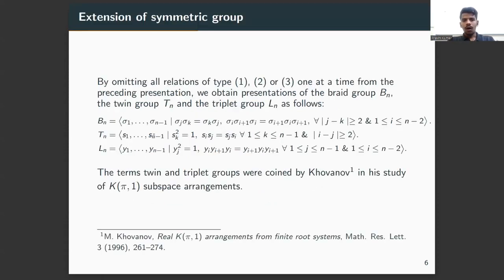Now, by omitting all relations of type 1, 2, or 3, one at a time, from the preceding presentation, we obtain the presentations of braid groups, twin groups, and triplet groups. For instance, the braid group is just obtained from the presentation of the symmetric group by forgetting the involution relation. The twin group is obtained by forgetting the braid relation, and the triplet group is obtained by forgetting the far commutativity relation. The terms twin and triplet group were coined by Khovanov in his study of K(pi,1) subspace arrangements.